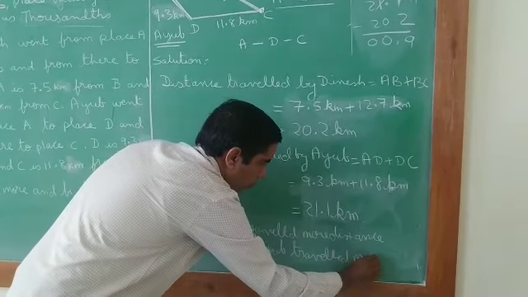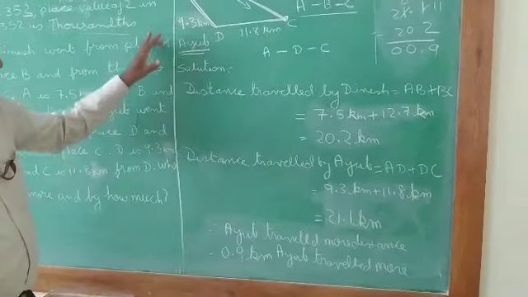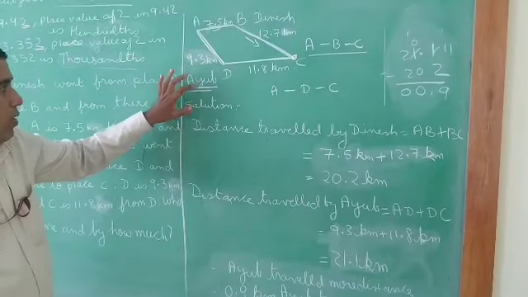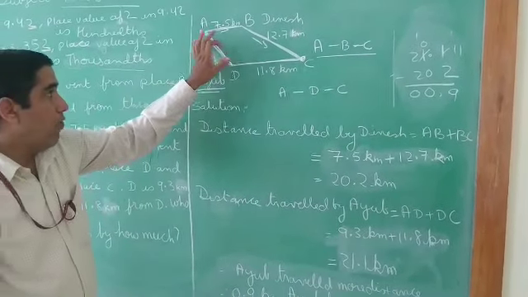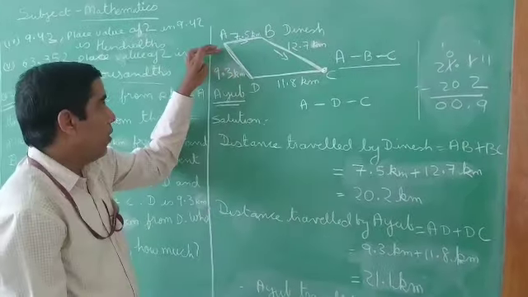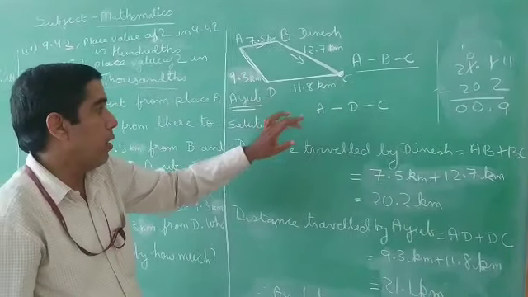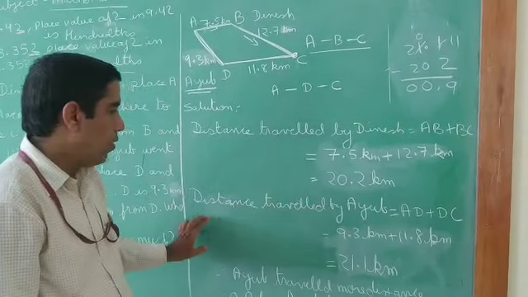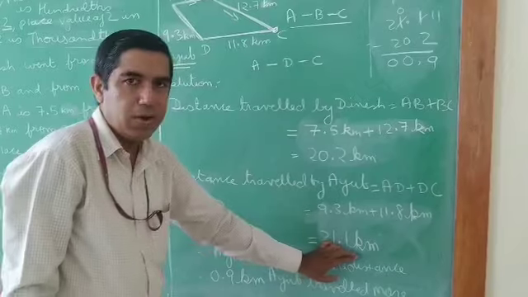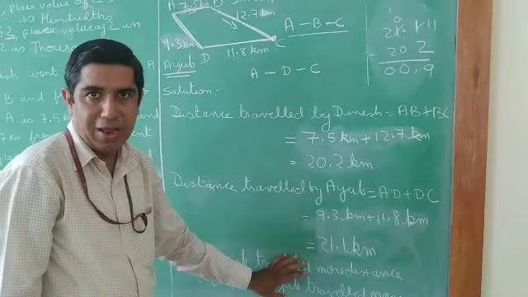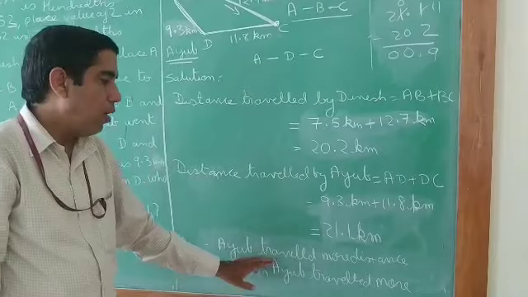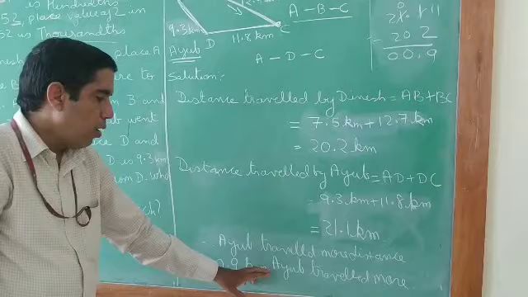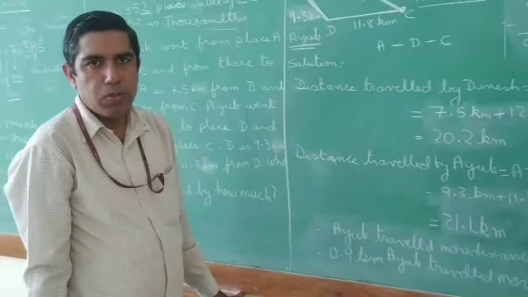more. Let me explain this whole question once again. There are two students, one is Dinesh, one is IU. Dinesh is traveling via AD to BC and IU is traveling from AD to DC. And the distance traveled by Dinesh is 20.2 kilometer. The distance traveled by IU is 21.1 kilometer. We have done the calculation. I have explained just now. Now, IU traveled more distance by comparing these two. By how much? 0.9 kilometer IU traveled more. And this question completes here.